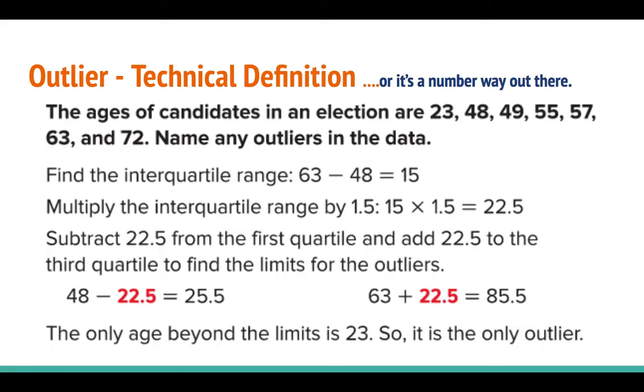What does that mean? So we're going to look at a data set. These are the ages of candidates in an election, 23 years old up to 72 years old, and they want you to find any outliers in the data. So first we'd find the median, which in this case is 55. And then you'd want to find Q1 and Q3. Q1 would be 48. Q3 would be 63. The interquartile range would be Q3 minus Q1, 15. So we found the IQR of 15.